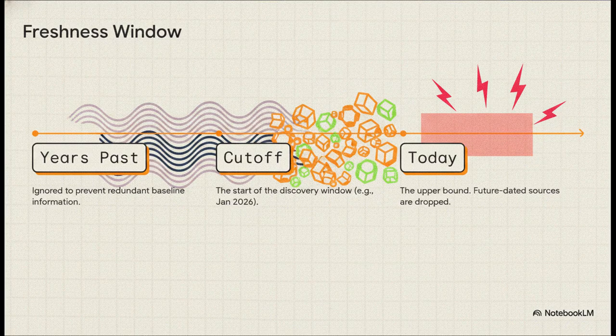And this brilliantly illustrates how Skill3 ensures it only finds relevant data. It uses a super strict cutoff-anchored freshness window. It totally ignores years past so you don't get redundant information. And crucially, there's an upper bound that drops any sources dated after today's run. Any future dated page is immediately recognized as a leak or a misdated file, which guarantees that only valid, temporally accurate evidence makes it through.